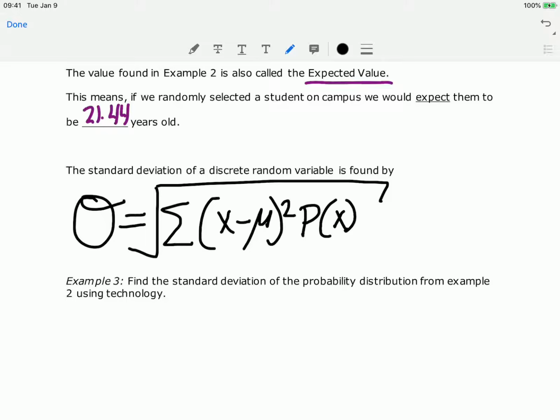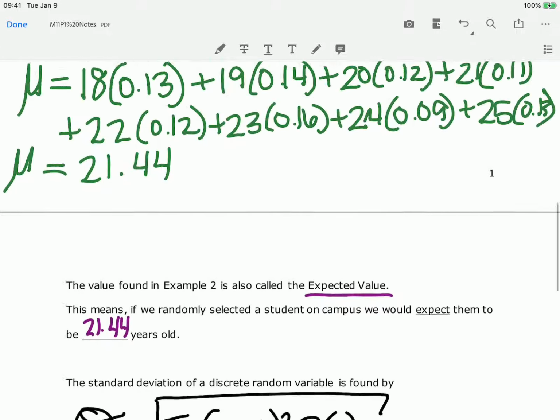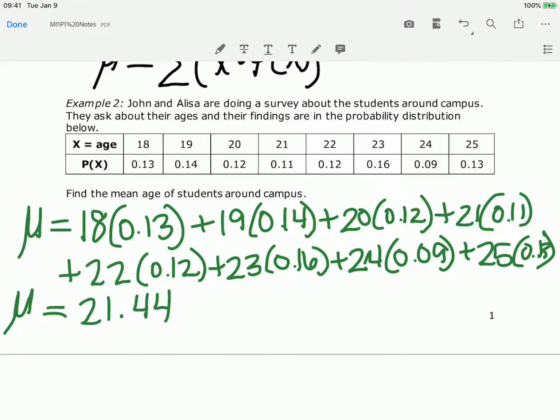So we are going to go ahead and find the standard deviation of the probability distribution from the previous example, which I'm actually going to have to go back up to it. Okay, and like I said, there will be a calculator video that shows you guys how to do this. If you would like to try and calculate it by hand, you are more than welcome to, but I am not going to cover that.